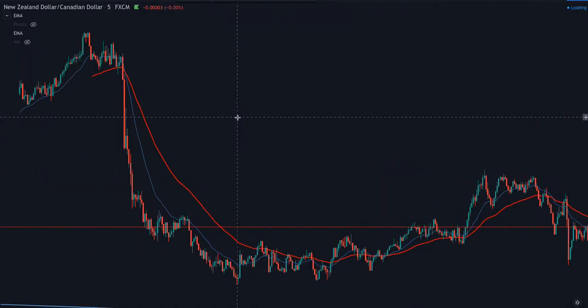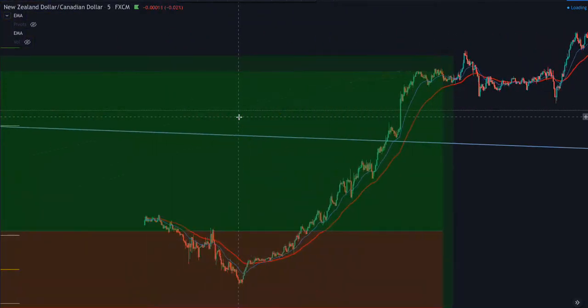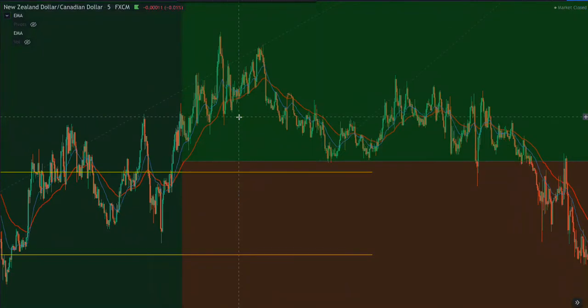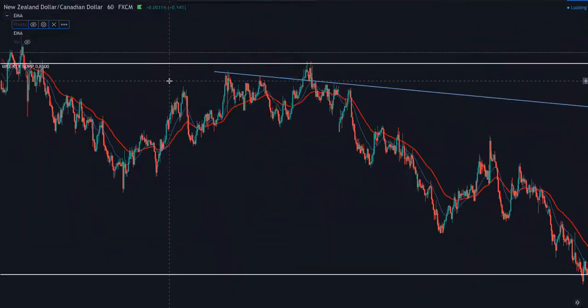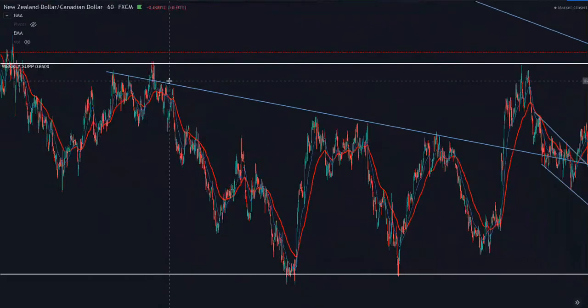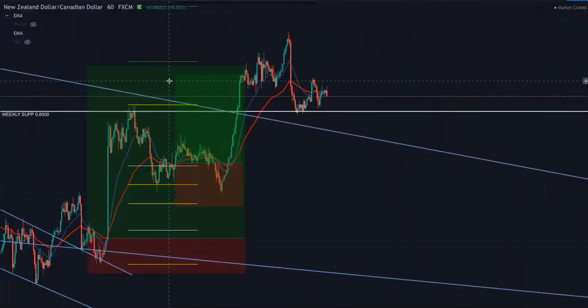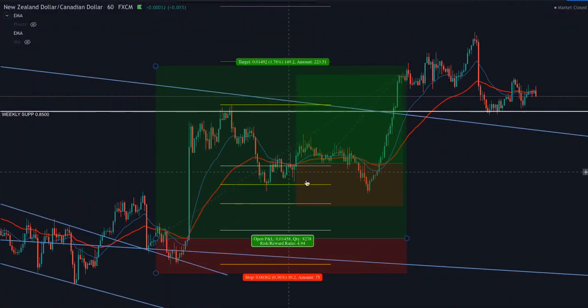I actually entered on, I think this was a 5-minute EMA break as well. So that would have been an entry. Should really start writing these down.